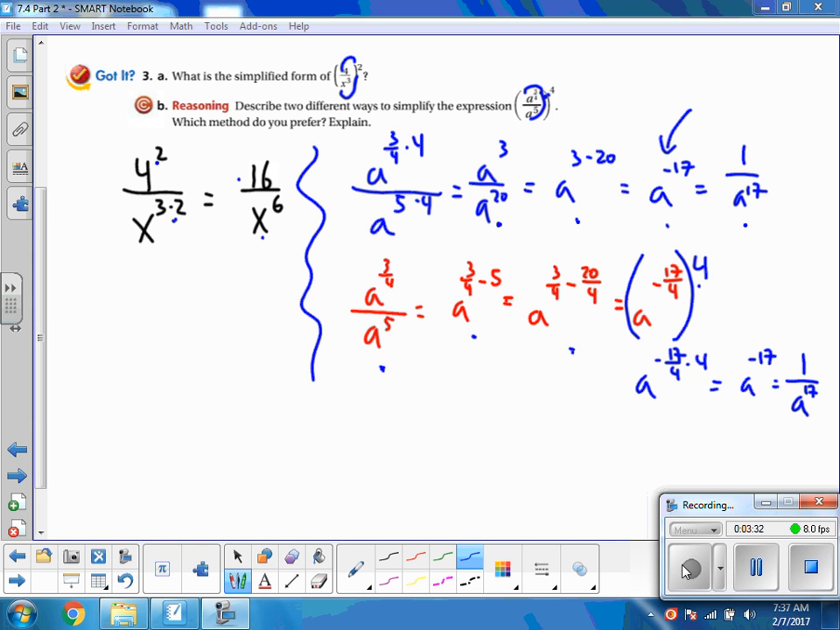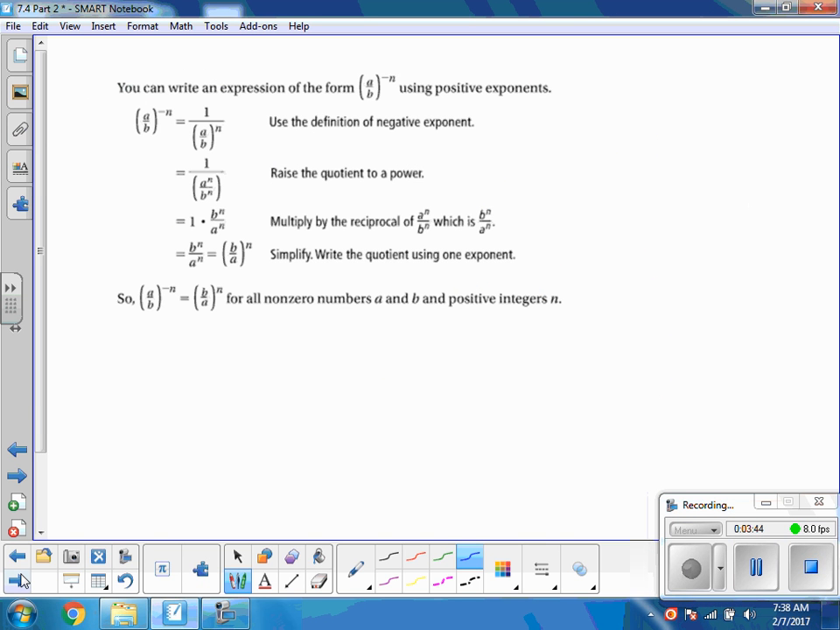I use my power to power rule, and I multiply those here, and I continue to simplify, and I get a to the negative 17th, which I can simplify to 1 over a to the 17th. You can write an expression in the form a over b to the negative n using positive exponents. Something we talked about before, where n to the negative 3 is written as 1 over n to the 3.